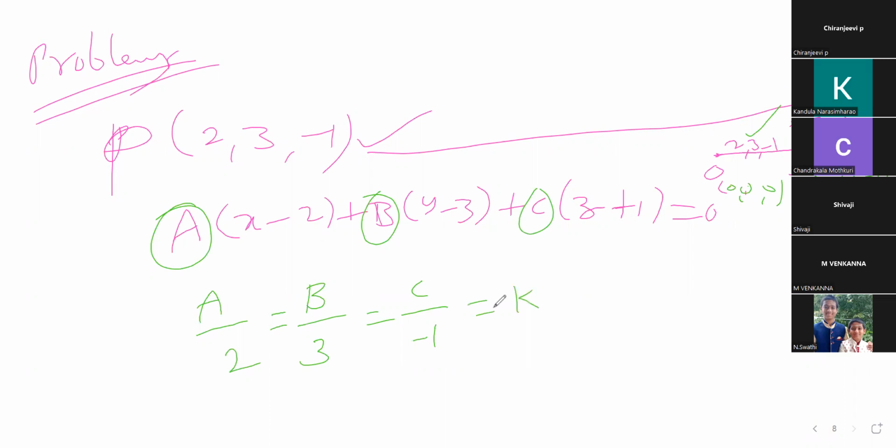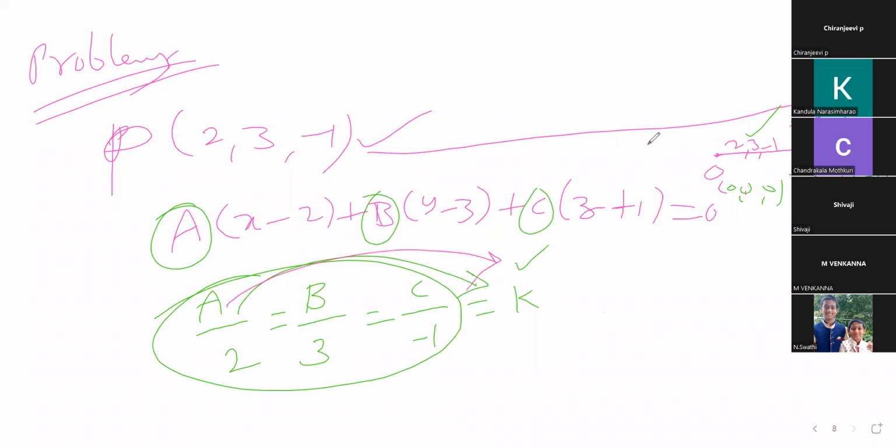Directly proportional to some constant, because these three ratios are equal, that equal number must be some number, I am supposing it as some k, which is some constant. So now I have A equals 2k, B equals 3k, and C equals minus k. Particularly, here constant means a non-zero constant.